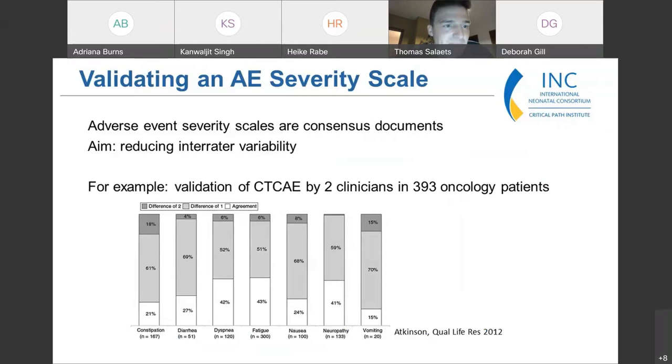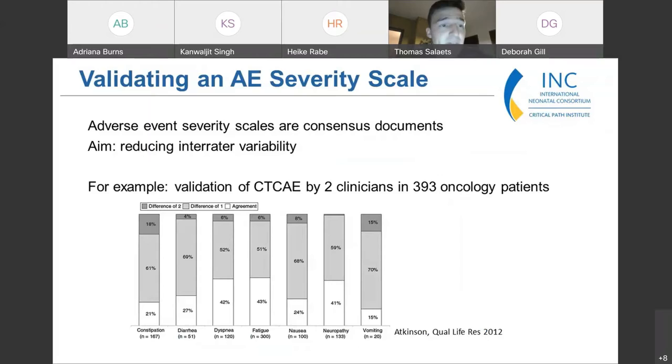So what have we been working on since then? The question actually came up whether we should validate an adverse event severity scale. If you look at these kinds of documents in other populations, the biggest example of an adverse event severity scale is the one used by adult oncology trials, CTCAE. There are more than 500 adverse events in this document.